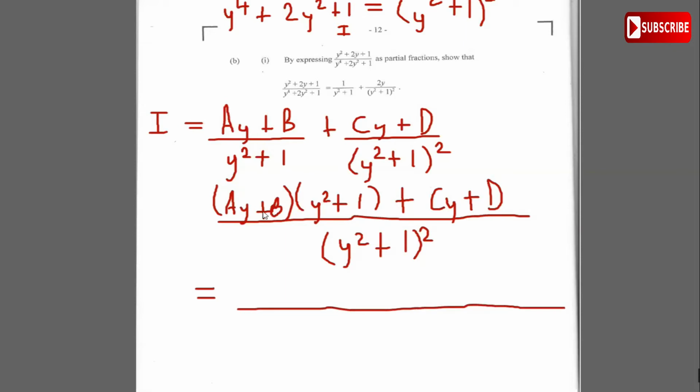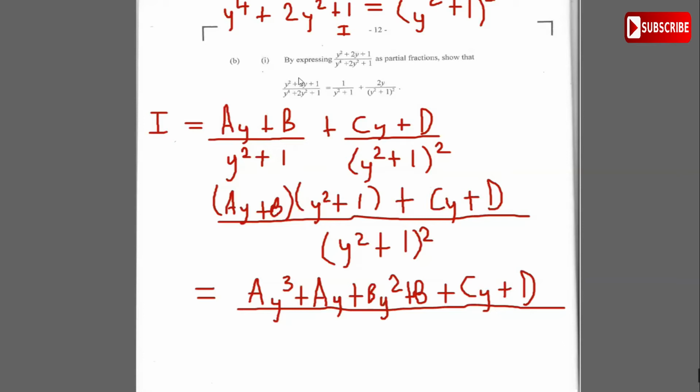So you have ay plus b times y squared plus 1. Ay times y squared is ay cubed. Then ay times 1 is ay. And then b times y squared is by squared. And b times 1 is b. Plus cy plus d. Nice and easy.